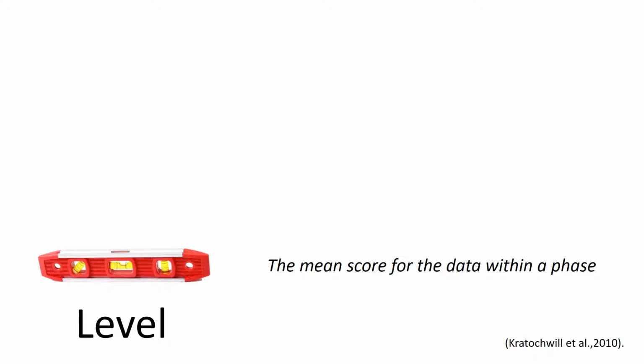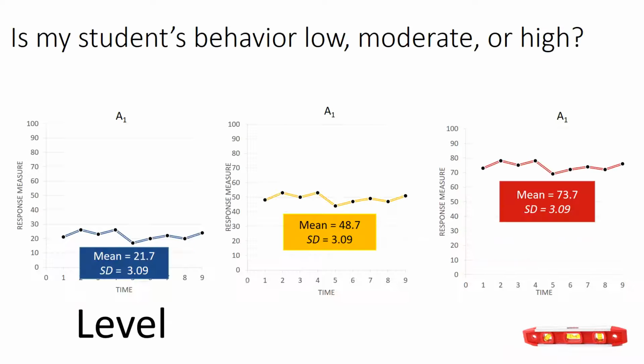First, we introduce level. Level is the mean, average score of performance for the data within a phase. When examining level, you look at the overall magnitude of student performance. That is, is my student's behavior low, moderate, or high?